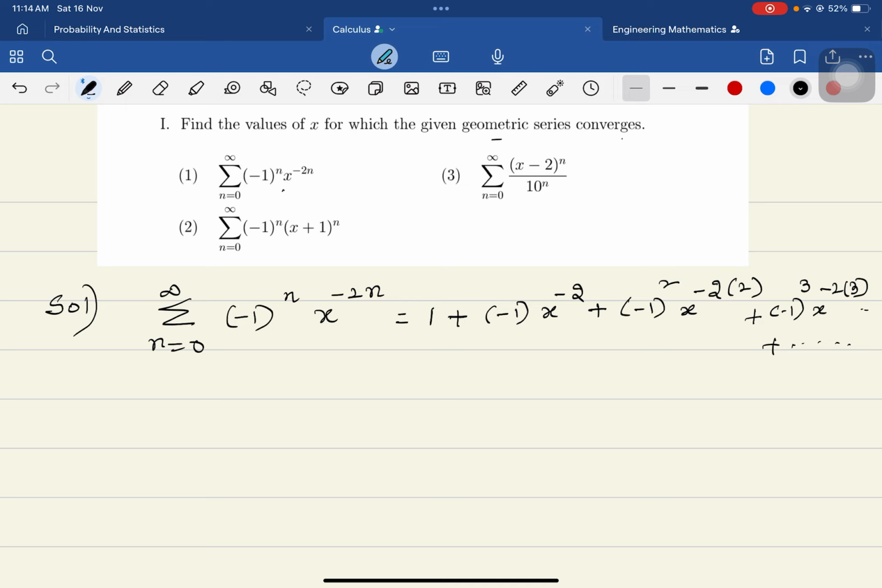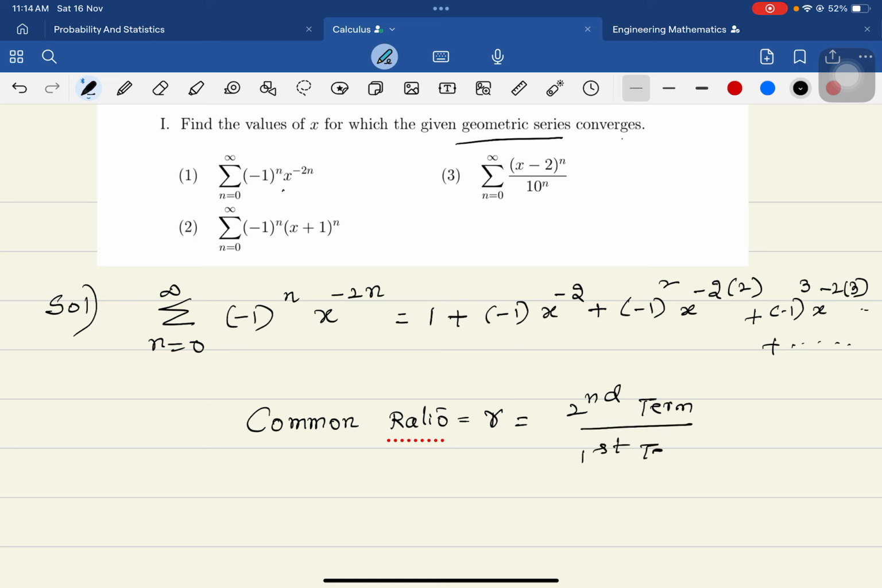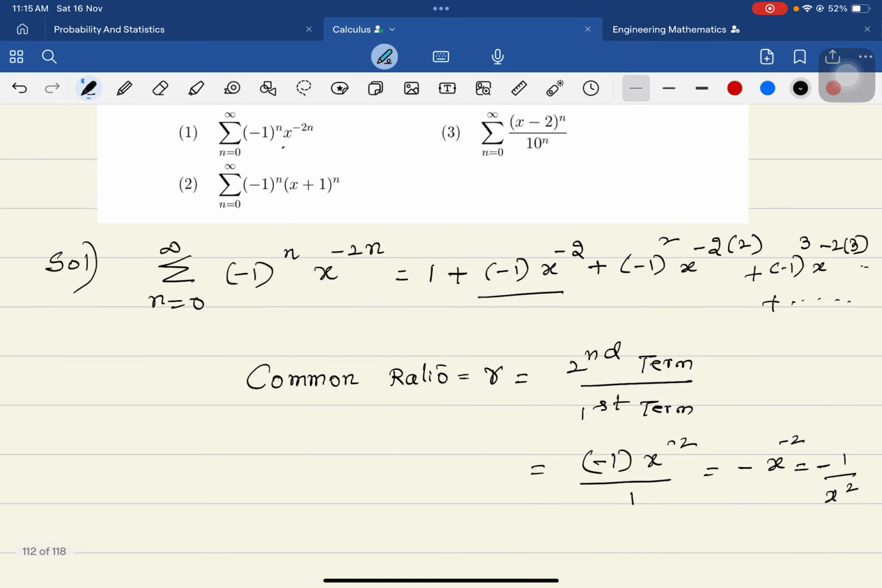It is already given that it is a geometric series. So let us find the common ratio. The common ratio r is, as I gave you a hint, the second term divided by the first term. The second term is -1 times x^(-2) over 1, which is nothing but -x^(-2), that is, -1 over x². This is the common ratio.